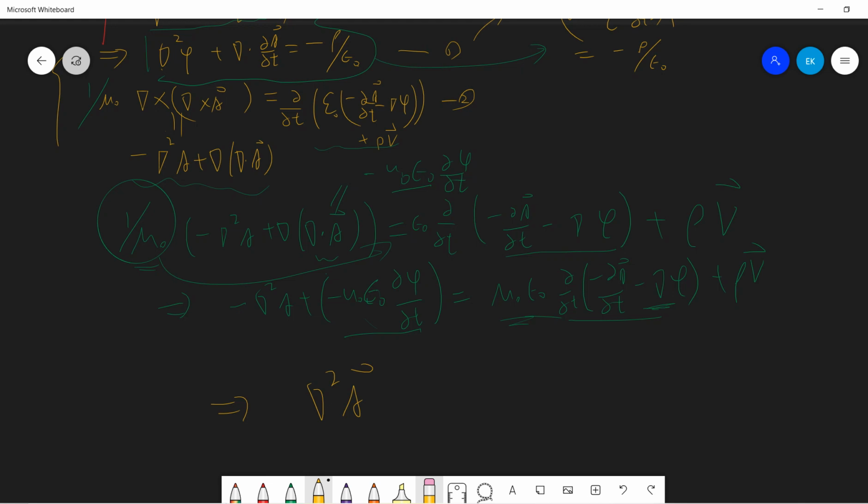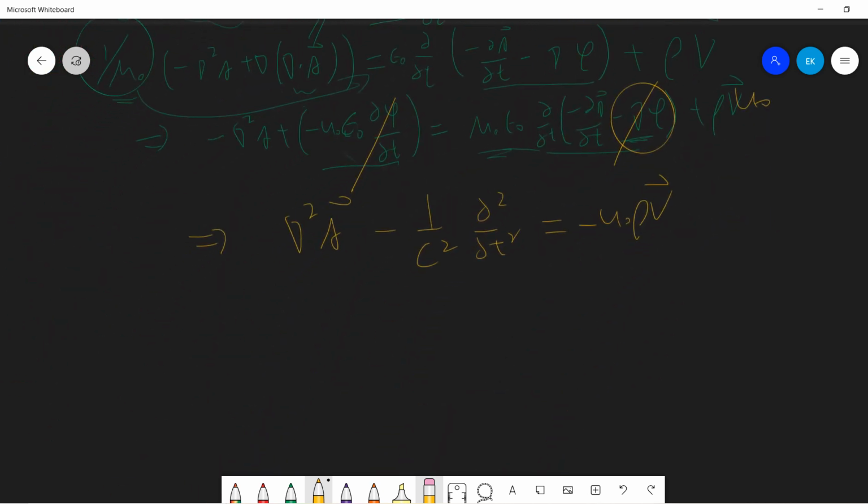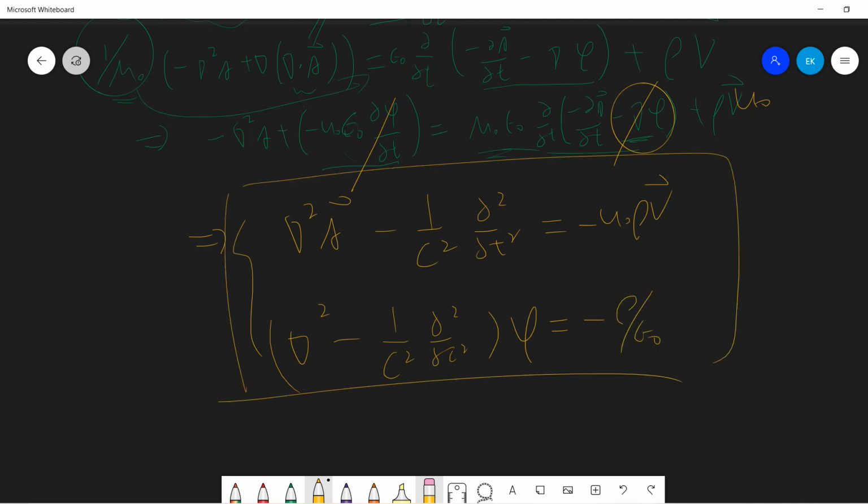You get 1 minus c squared partial t squared. You see this phi term cancel. Equals minus mu 0, rho 0, rho v. Okay, nice. So we get the two equations. One is this, and one is this. Okay, so it's very happy that somehow everyone knows how to do this.